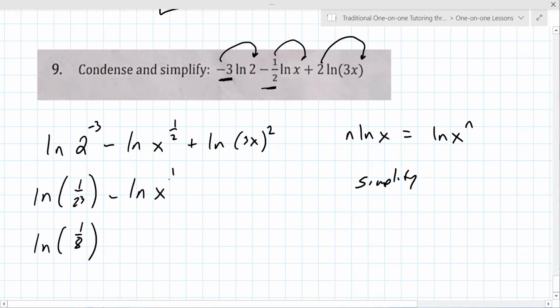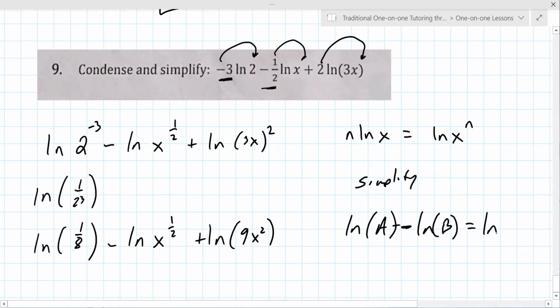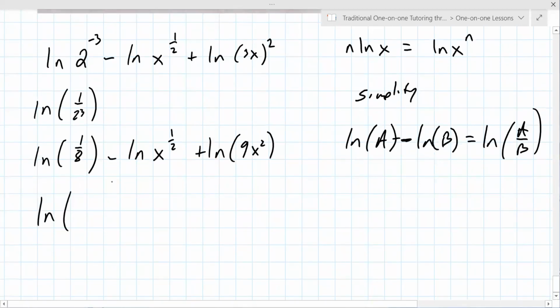I'm listening. All right, and then the next one here, you actually square this, you get the natural log of 9x squared. Now you can apply either one of these, but I'm going to do it in the order that it appears. The natural log of a minus the natural log of b equals the natural log of a over b, and that applies to the first two here. So it's the natural log of 1/8 divided by x to the 1/2. We'll deal with that fraction later. Plus natural log 9x squared.